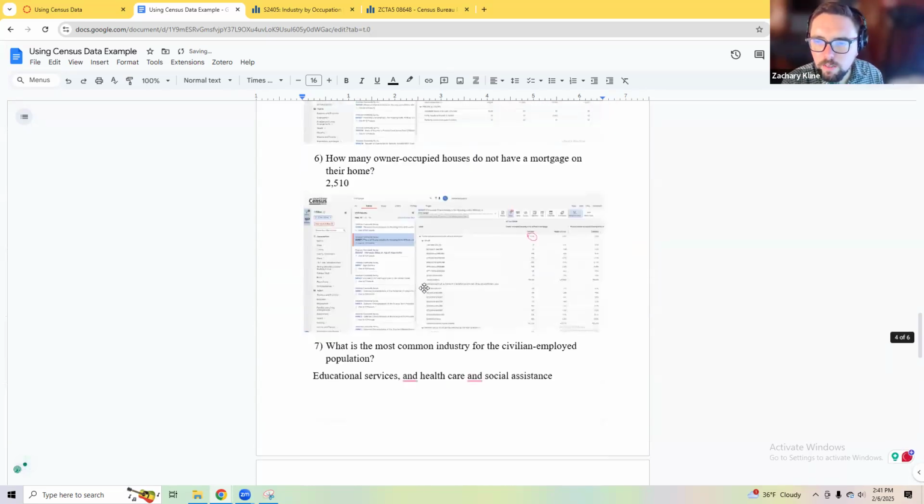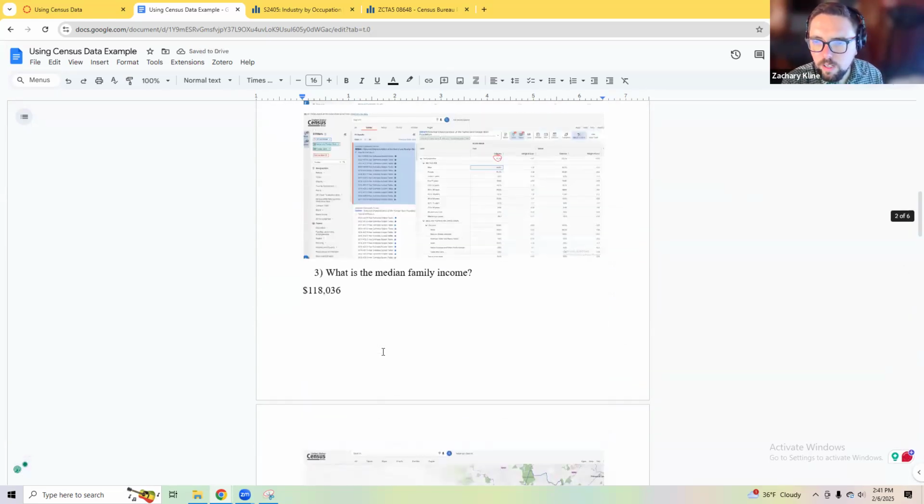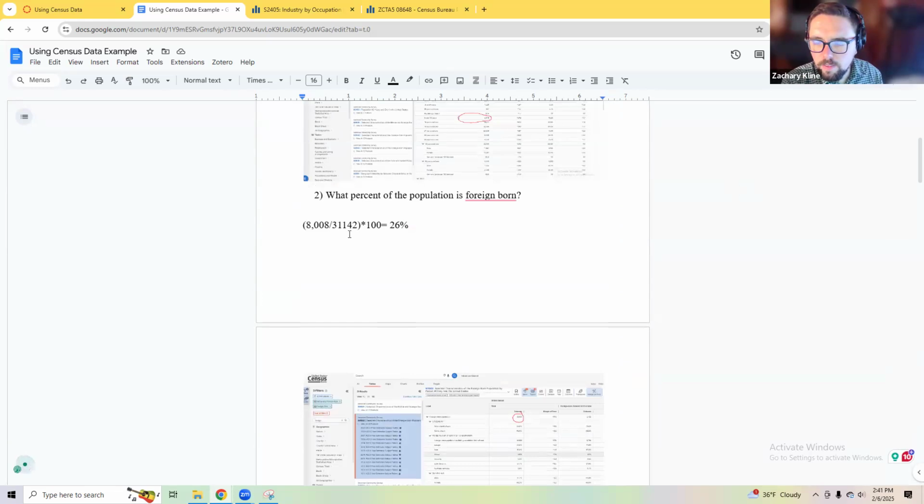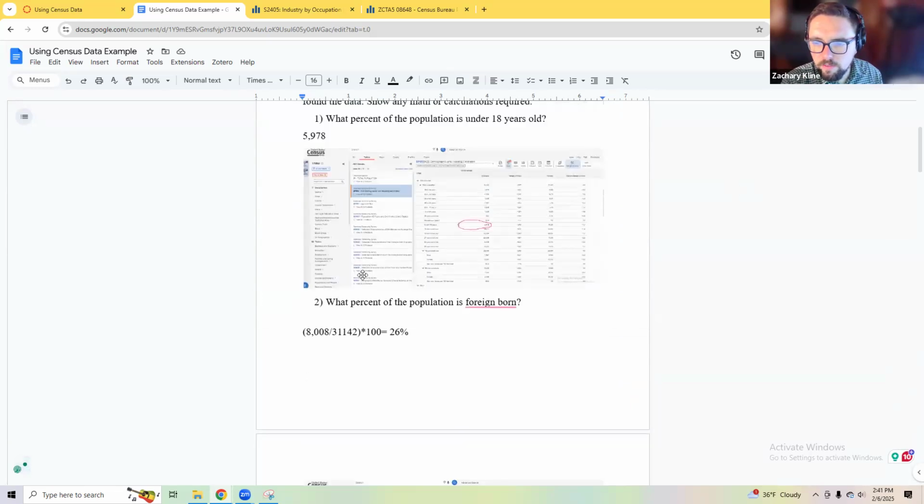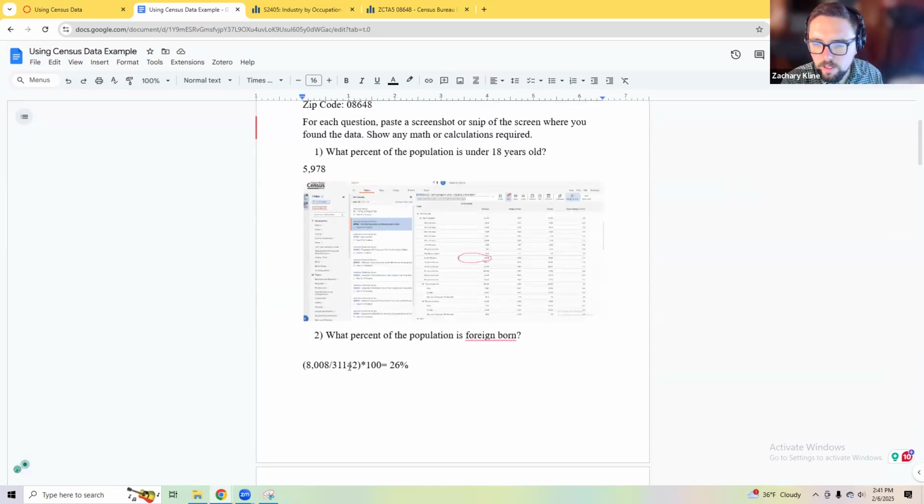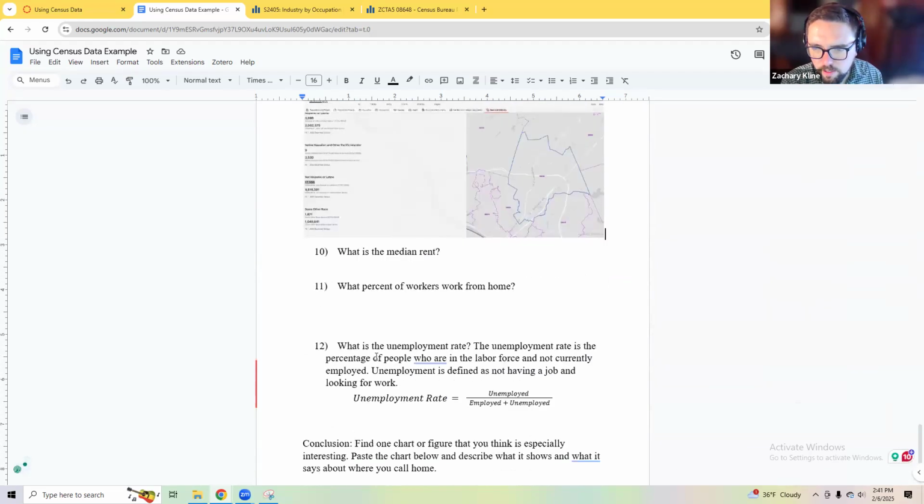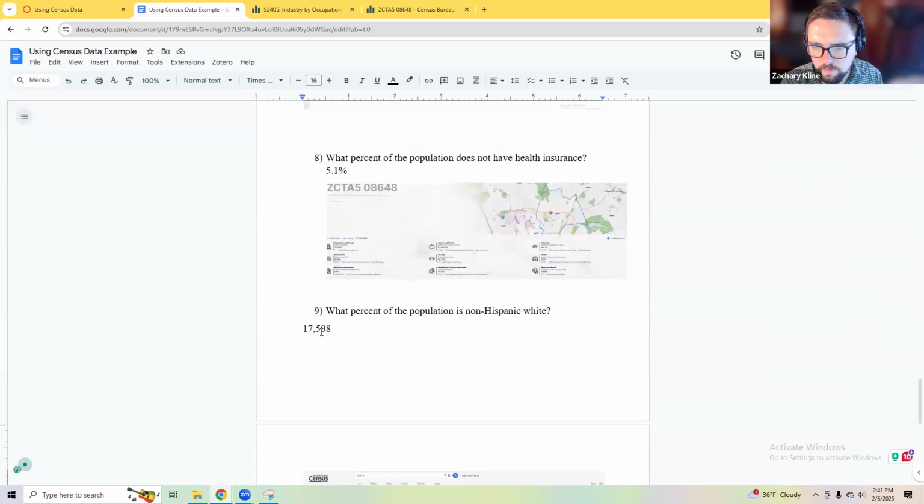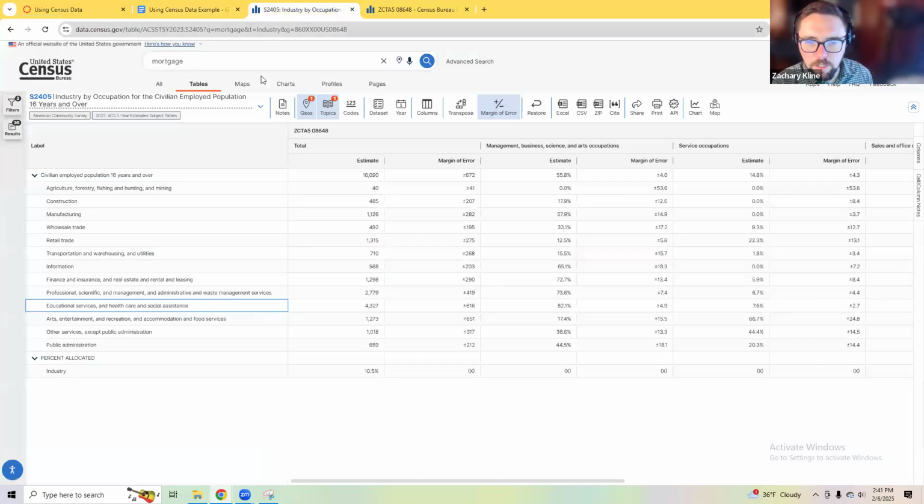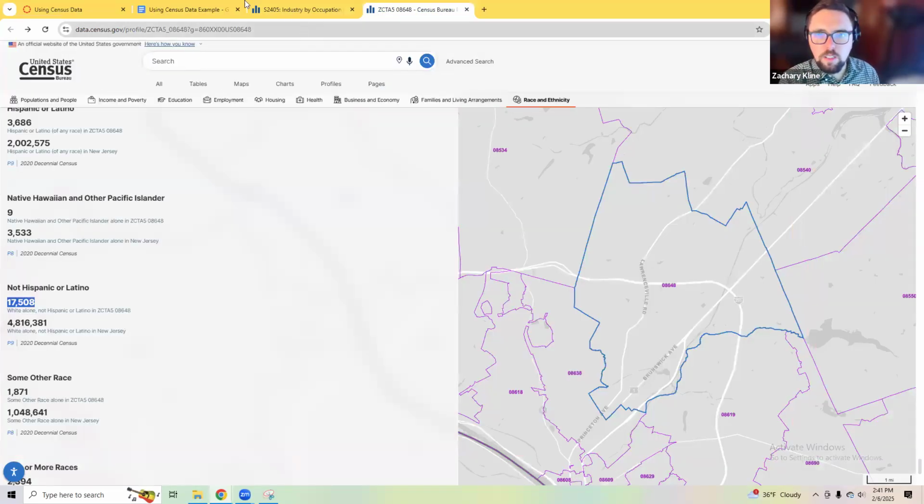What was the total population again? We did this earlier. 31,000. So it's a little more than half are non-Hispanic and white. Okay.